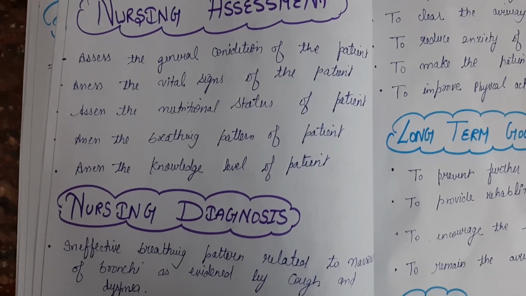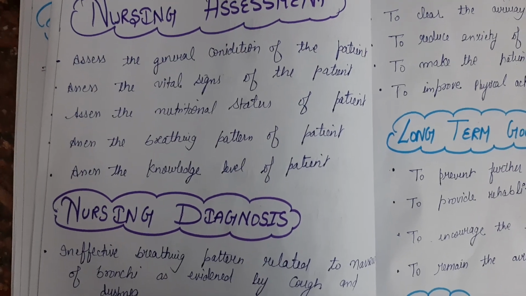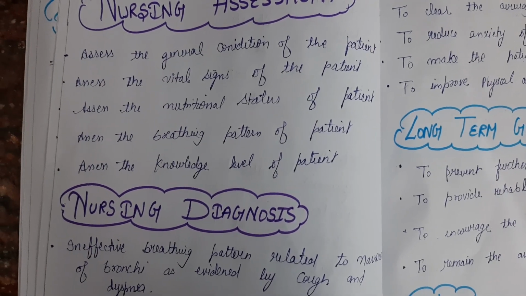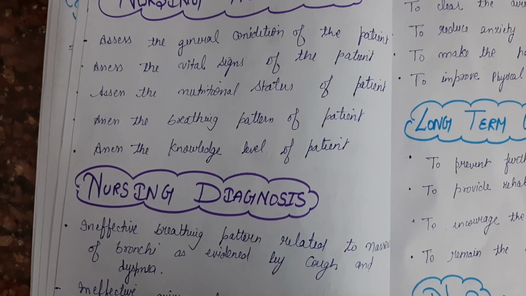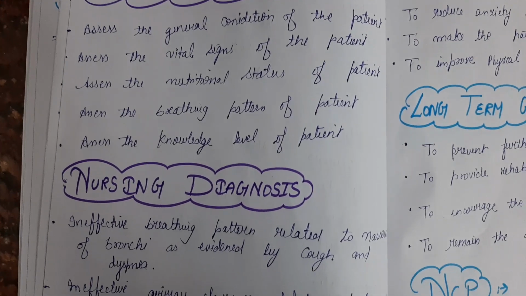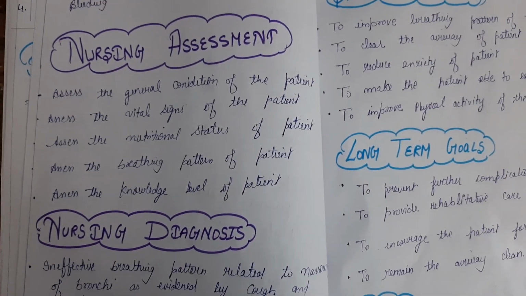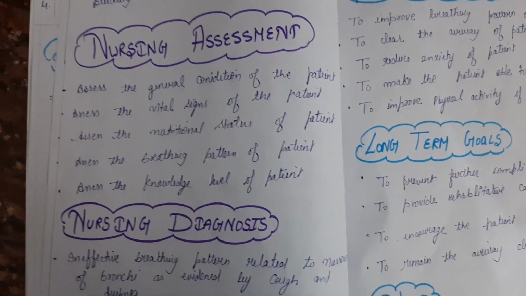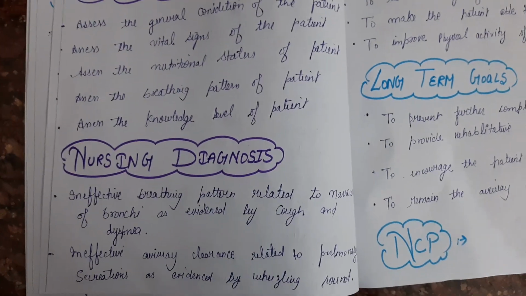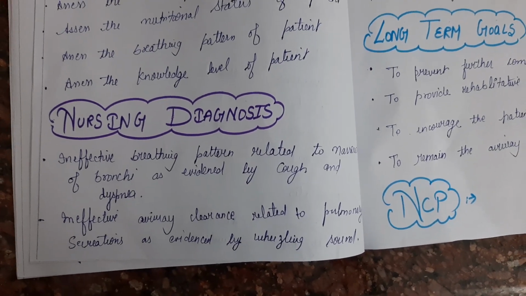Because oxygen is the primary requirement of every patient, we have to assess the breathing pattern. It is very important in the condition of asthma mainly. After that, assess the knowledge level of the patient, because if the patient has a lack of knowledge about the disease, then you have to teach the patient and give knowledge properly about the disease from which the patient is suffering. After that is nursing diagnosis.